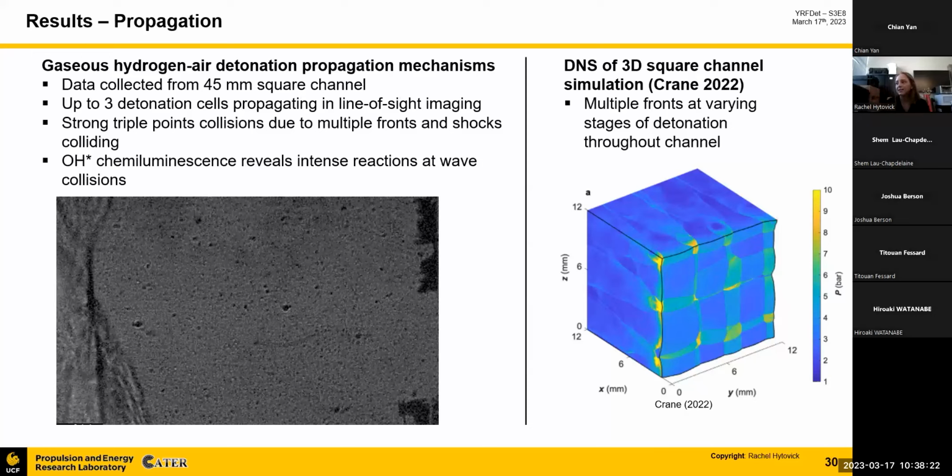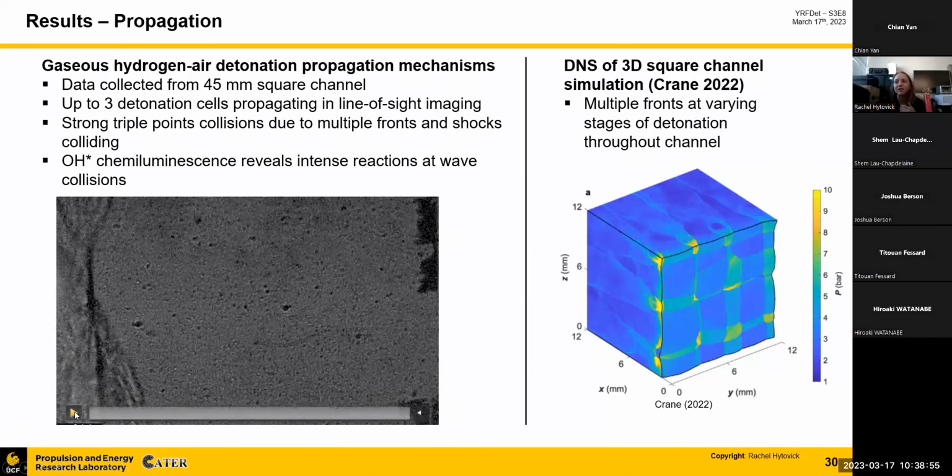And I have this DNS on the right here from Jackson Crane last year. And this is mainly just to show that there can be multiple fronts at varying stages throughout the detonation channel. So in Schlieren, we know we're getting line of sight imaging, but this kind of gives, in my opinion, a pretty good overview of seeing what that line of sight is. So this is not representative of our mixture or our study. This is just a detonation propagating in a square channel that has varying fronts at varying parts of the detonation cell. So I'll play ours here.